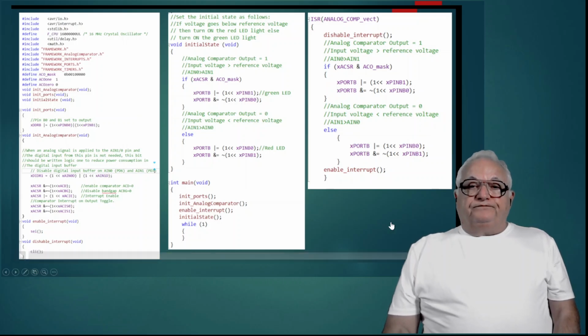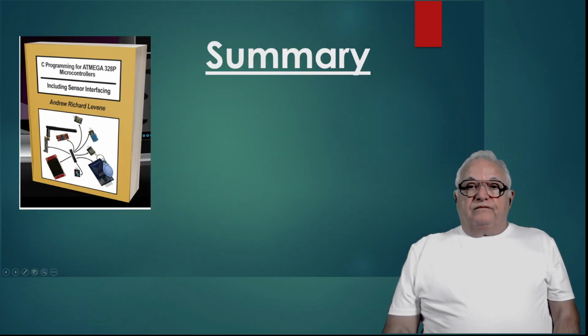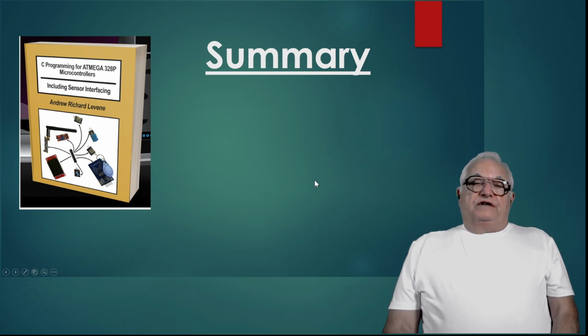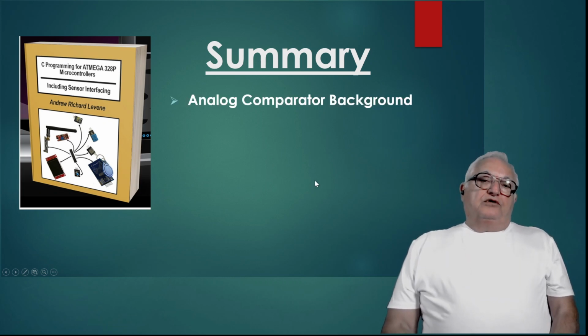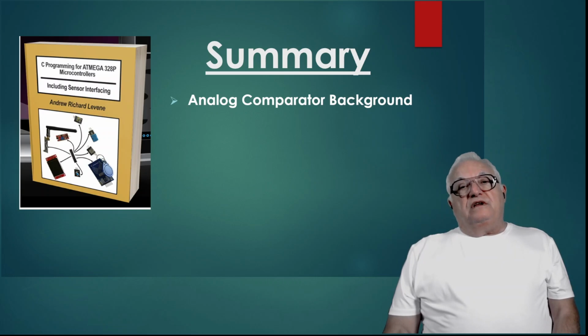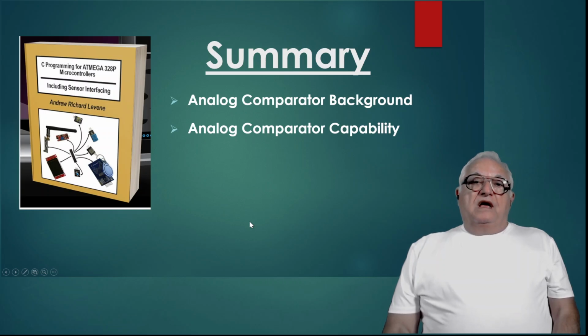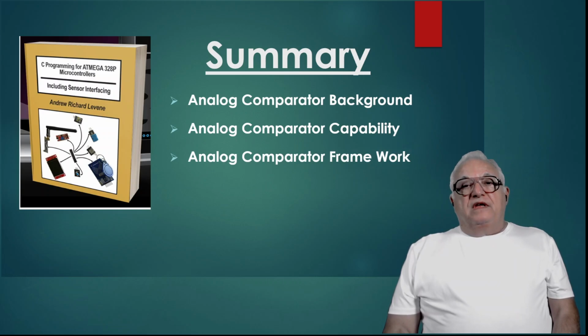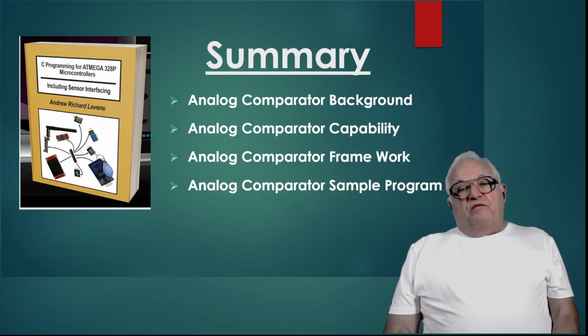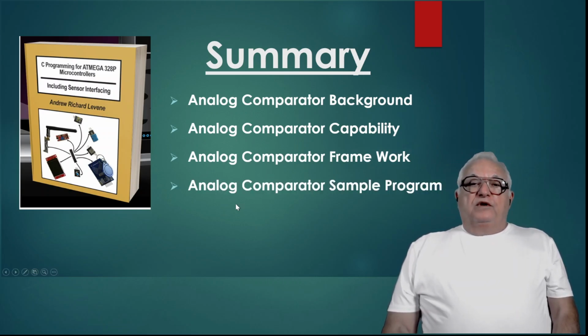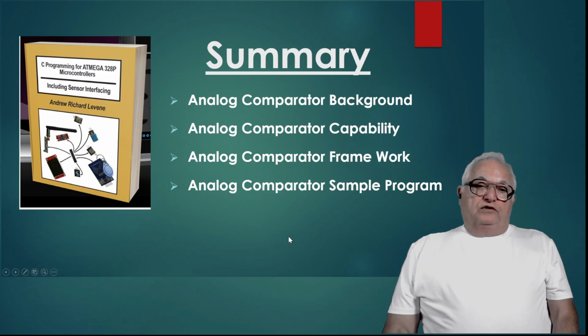Okay, so we got to the summary section. In this presentation, I gave you some background on the analog comparator. I also talked about its capabilities. I developed the framework, and finally, we had the example program where we tried to put together everything that I've talked about.